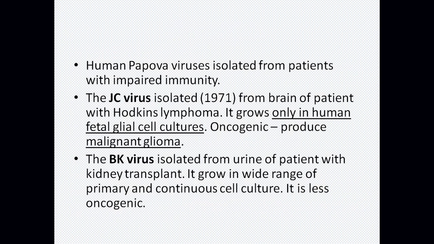The JC virus. Now we are taking the polyomavirus. The second family is the Polyomaviridae. In that, the JC virus is isolated from the brain of patients with Hodgkin's lymphoma, and it grows only in human fetal glial cell cultures. It is oncogenic, producing malignant glioma. The BK virus is isolated from the urine of patients with kidney transplant.